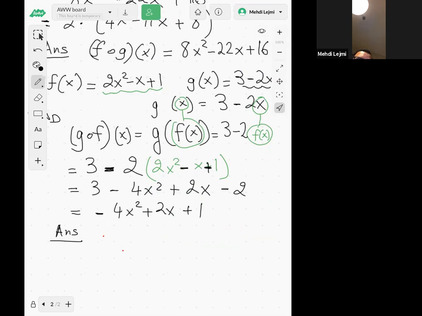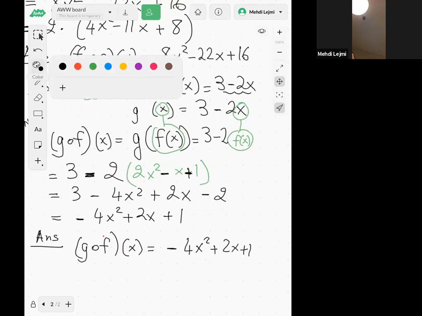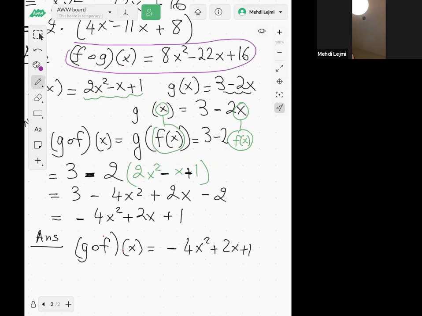So final answer. And as you can see, guys, f composed with g is very different from g composed with f, right? The two functions are just not the same. So it's minus 4x squared plus 2x plus 1. That's very different from f composed with g, which was 8x squared, etc. And this is my g composed with f. So they're not equal in general.